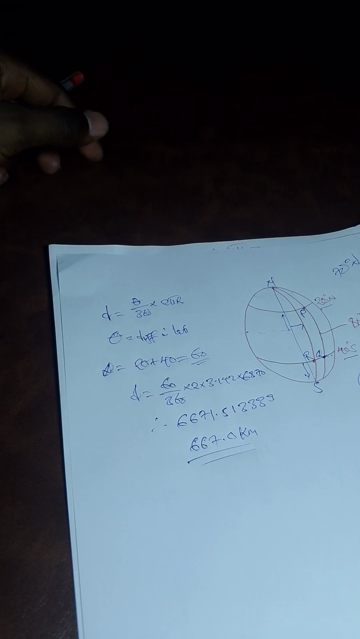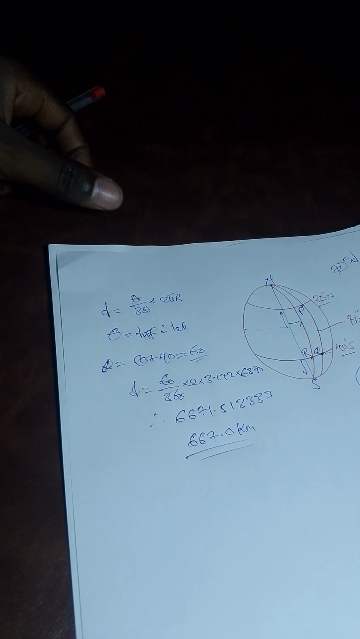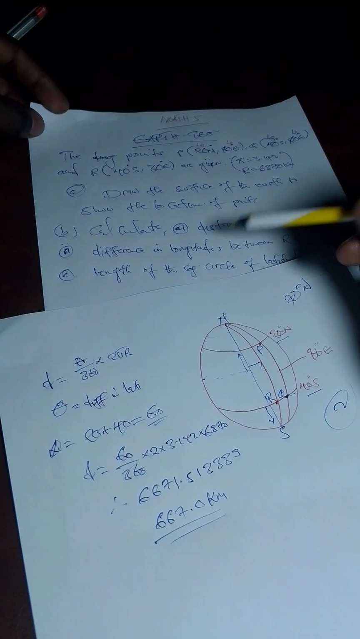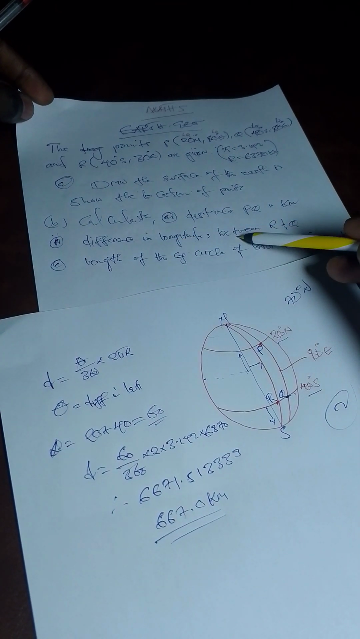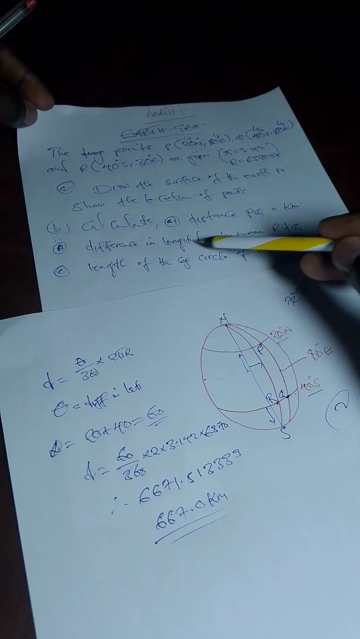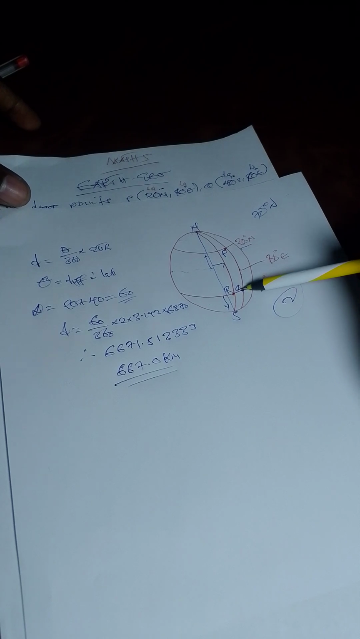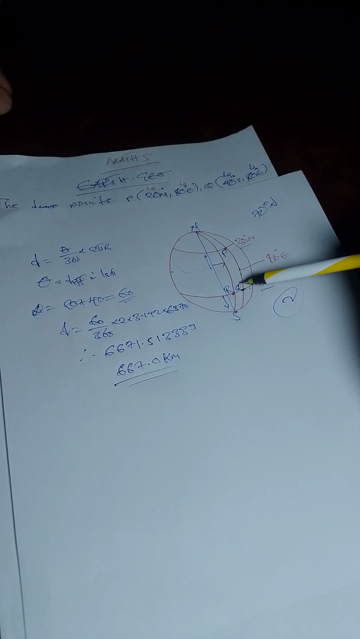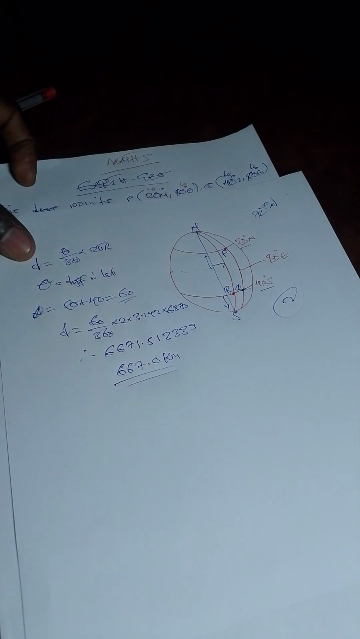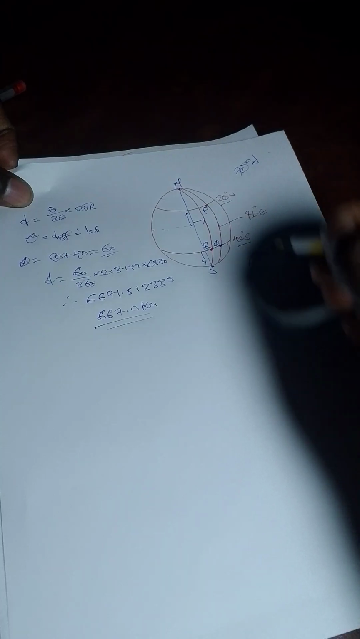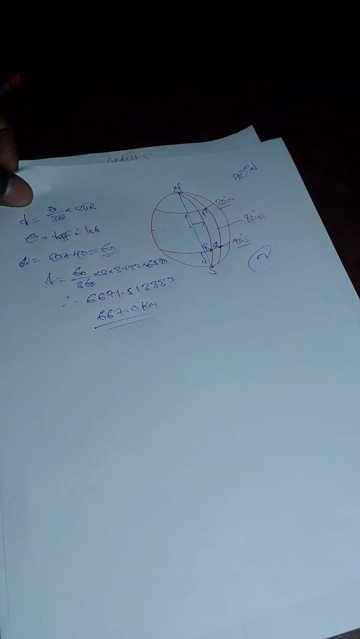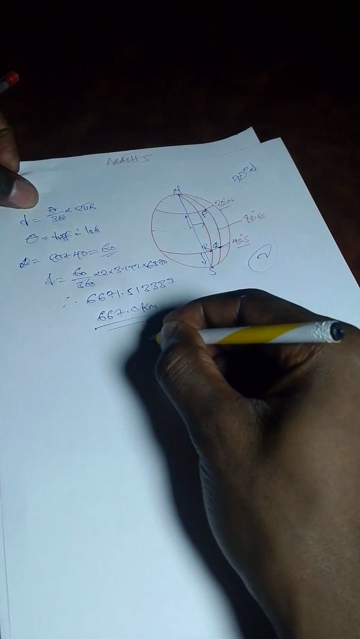Oh, the time is up. Find the length of a circle, latitude 40. So find the difference in longitude between RQ. Difference in longitude between RQ. So what is our R? Our R is A, our Q is E. So the difference, then they have said in longitude specified between RQ. So RQ is in latitude. So dealing with the latitude, the answer comes from longitude.